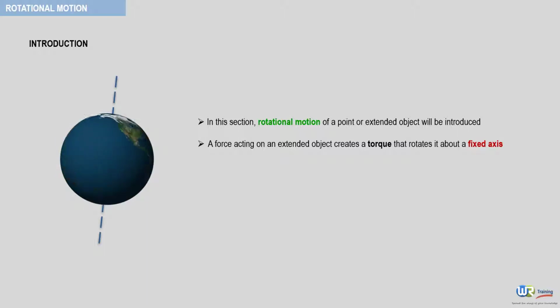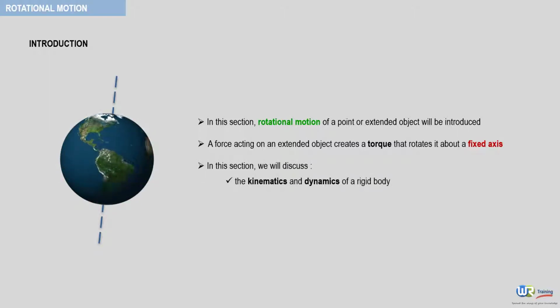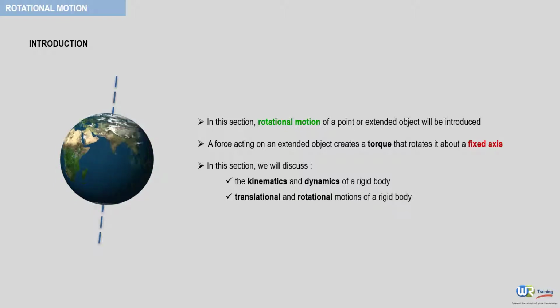A solid object of finite physical size is known as a rigid body. The axis of rotation could be about the center of mass of the rigid body or about other points where it is pivoted. In this section, we will discuss the kinematics and dynamics of a rigid body, as well as the translational and rotational motion of a rigid body.